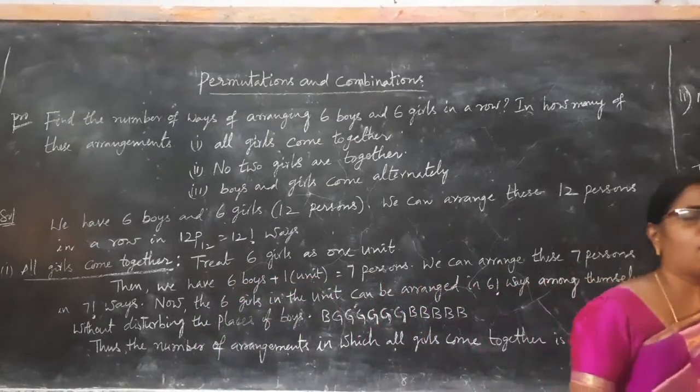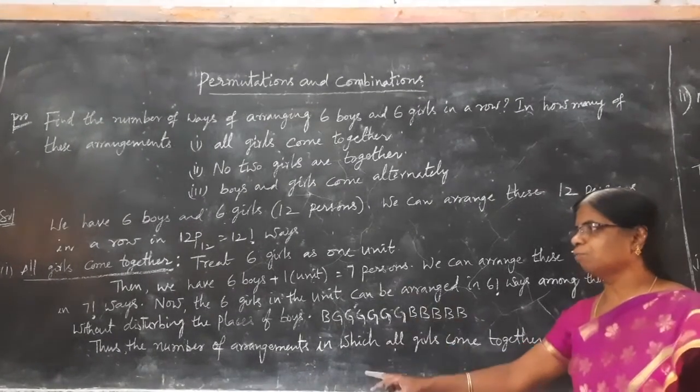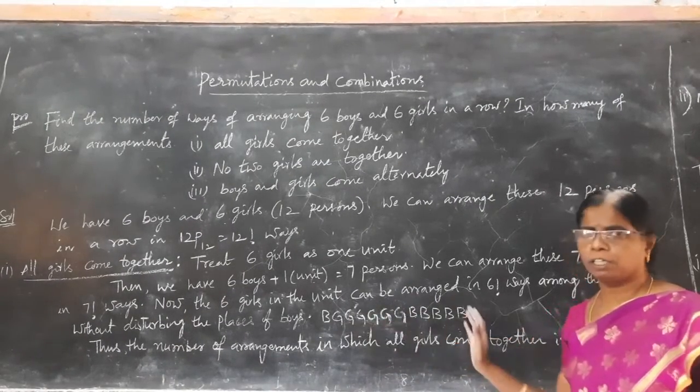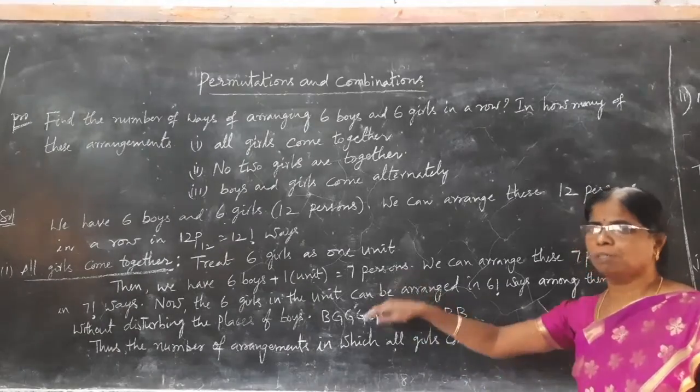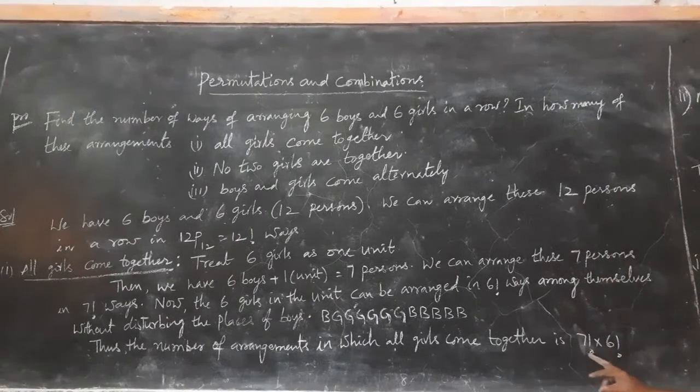The total work according to the fundamental principle of counting: arranging the girls' unit among the boys and arranging the girls among themselves, both tasks together can be done in 7 factorial into 6 factorial ways. Thus the number of arrangements so that all girls come together is 7 factorial into 6 factorial. Okay.